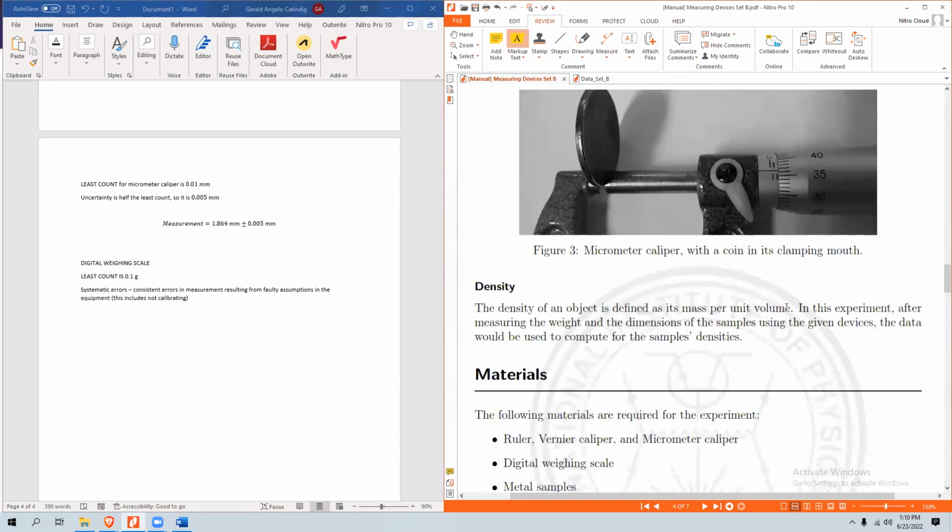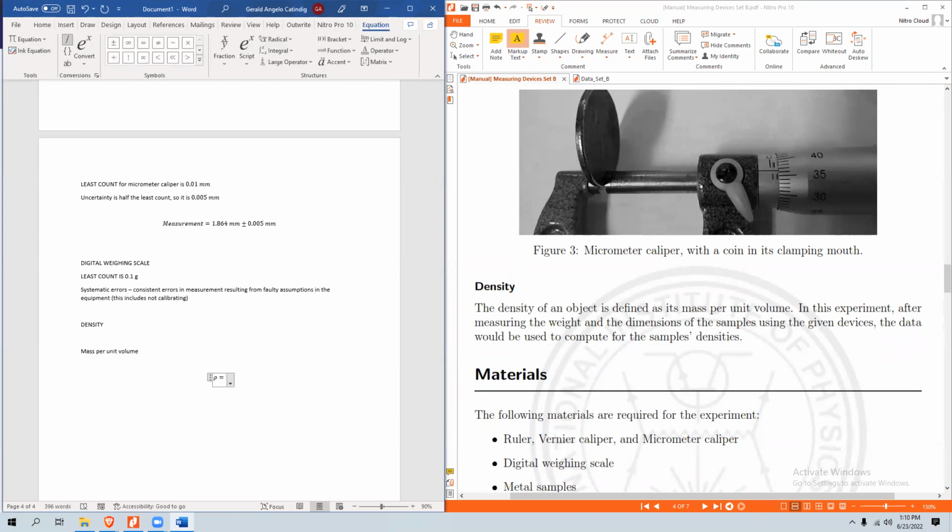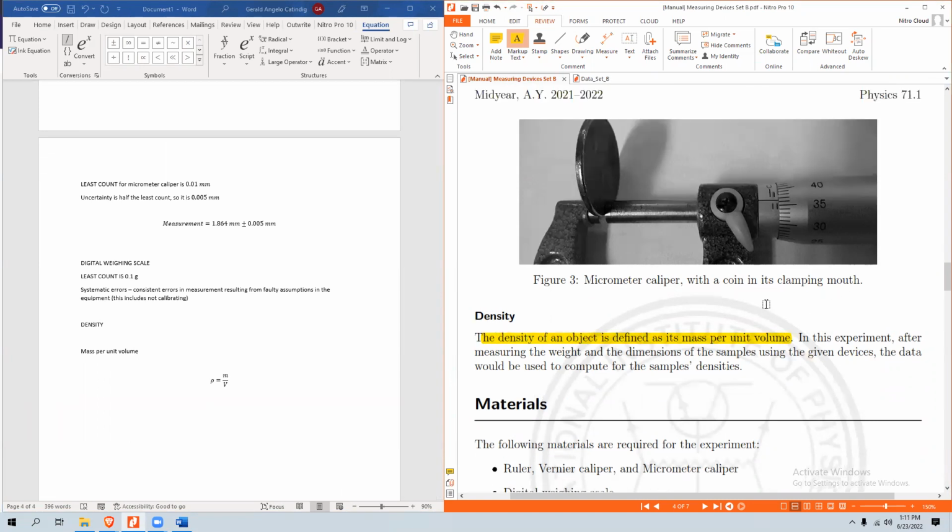So yung pinaka-point ng pag-calculate ng lahat ng ito is to calculate the density of an object. So density is mass per unit volume. So in formula terms, you have your density rho. It's your mass divided by your volume. So your density is a constant relating to whatever material your object is made of. So in this experiment, ito na yung pinaka-goal natin.